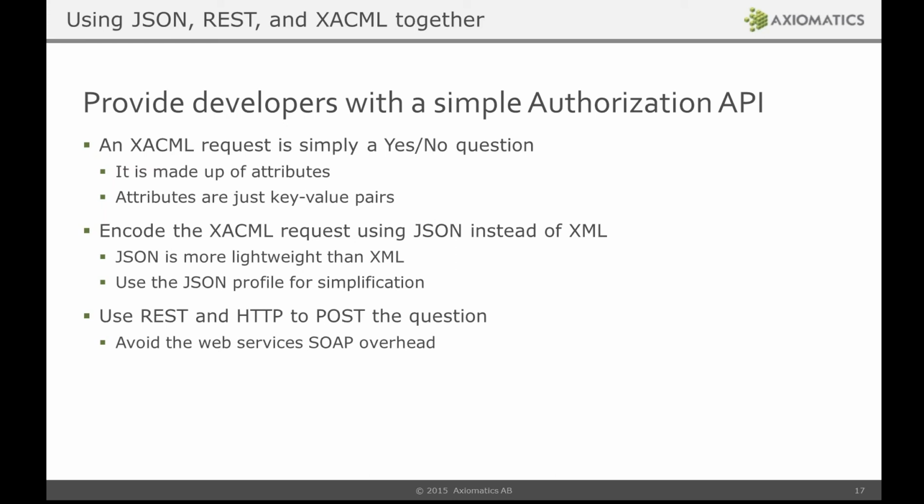And then the way it's built up is really simple. An authorization request in XACML is simply made up of attributes. And attributes are just key value pairs. For instance, my name is David. That's a key value pair. My location is another key value pair. What I want to do is view that.